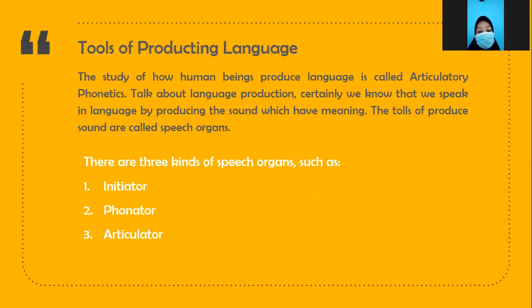Next, tools of producing language. The study of how human beings produce language is called articulatory phonetics. Certainly, we know that we speak by producing sounds which have meaning. The tools to produce sound are called speech organs. There are three kinds of speech organs: first, initiator, second, phonetizer, and third, articulator.